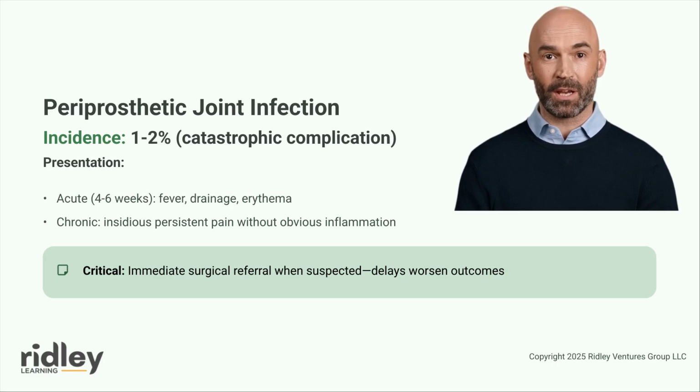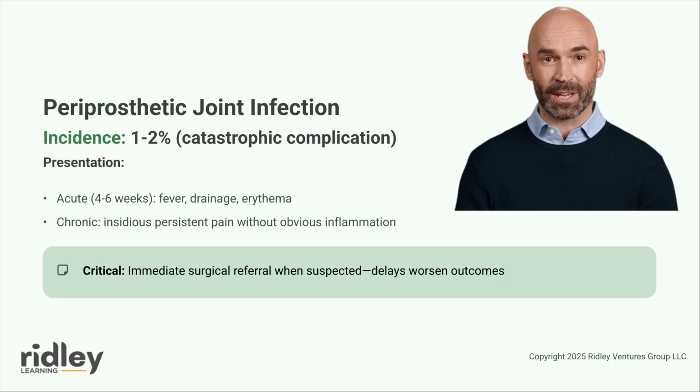Rehabilitation professionals should maintain a high index of suspicion for infection in any patient with persistent or worsening pain beyond the expected recovery timeline, constitutional symptoms such as fever or malaise, or wound drainage at any point in the postoperative course. Immediate referral to the surgical team is indicated when infection is suspected, as delays in diagnosis and treatment are associated with worse outcomes.